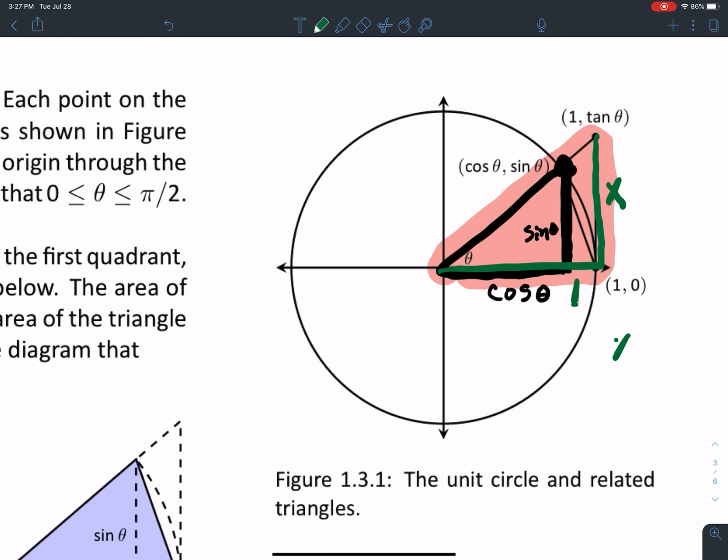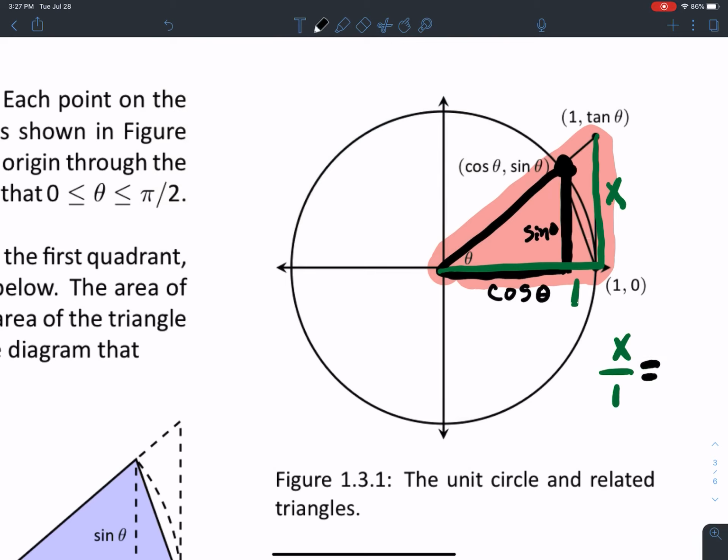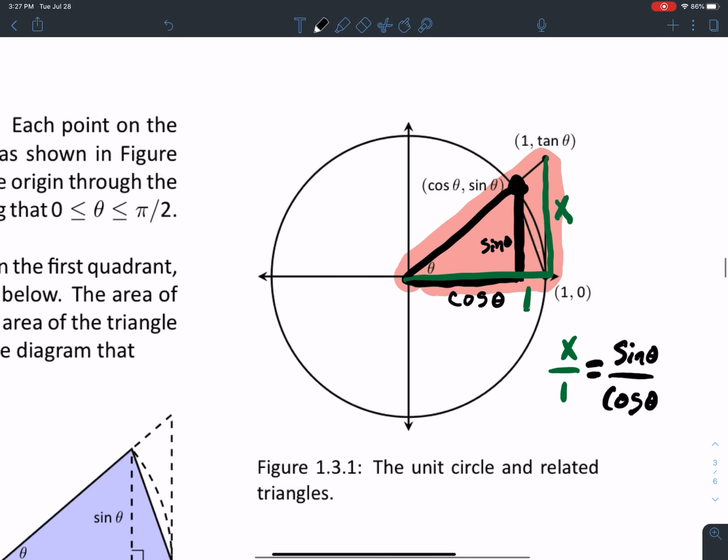And so if I take x divided by 1, this is equal to sine theta divided by cosine theta. Okay? Idea of similar triangles. So what does that mean? x is equal to sine over cosine, which is tangent theta. Hence this point up here is (1, tangent theta). Okay, that's where that came from.